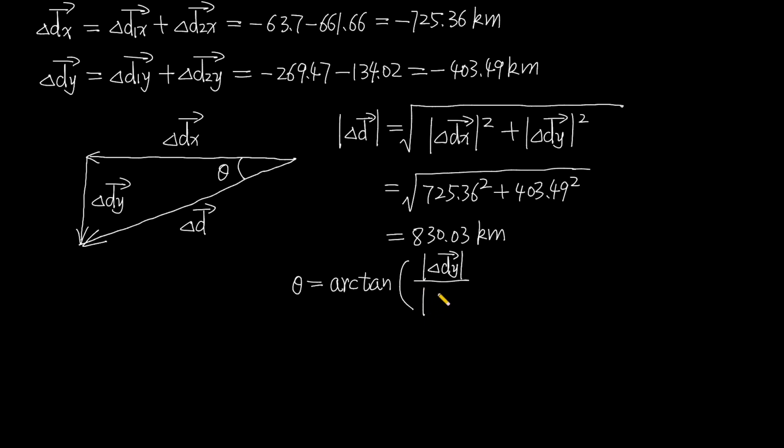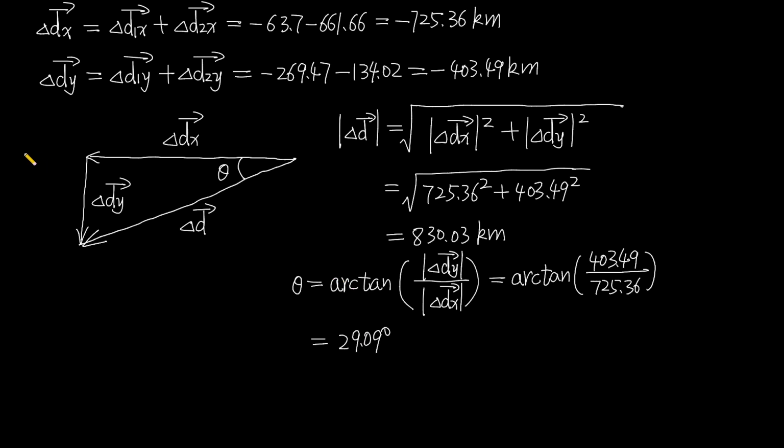And the angle theta equals arctan of the magnitude of the vector delta dy over the magnitude of the vector delta dx, and equals arctan of 403.49 over 725.36, and theta equals 29.09 degrees. We know this direction is west, and this direction is south.